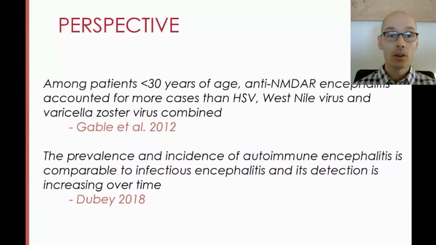To also give you some perspective about how common these conditions are: we all think of these conditions as perhaps rare, but we are talking about these more and more every year. For example, in the California Encephalitis Project, when they looked at the spinal fluid and serum from patients less than 30 years of age, they found that anti-NMDA receptor encephalitis accounted for more cases than HSV, West Nile virus, and varicella virus combined. Then later in 2018, it was noted that the prevalence and incidence of autoimmune encephalitis is comparable to infectious encephalitis, and we're getting better at detecting it. So I would argue this condition is not as rare as we once thought.